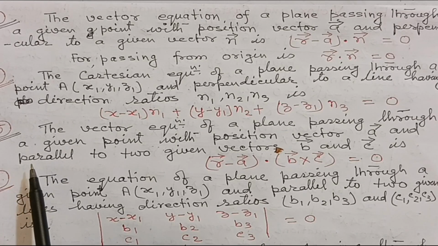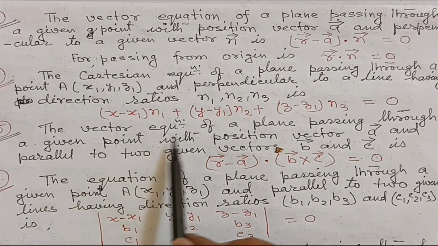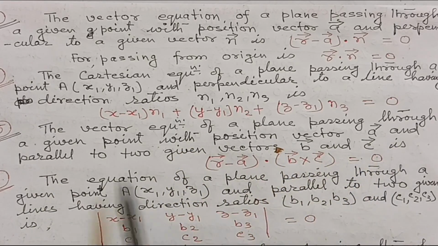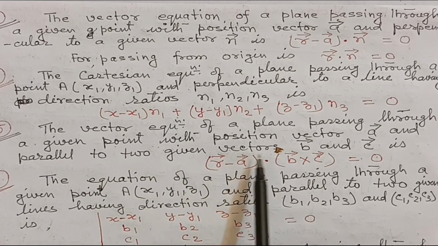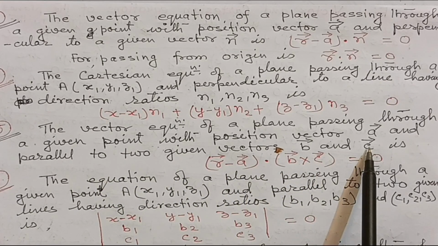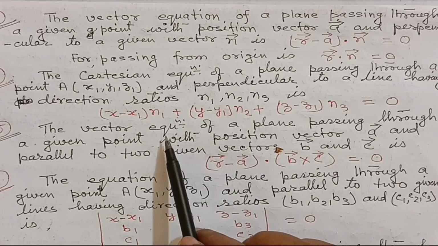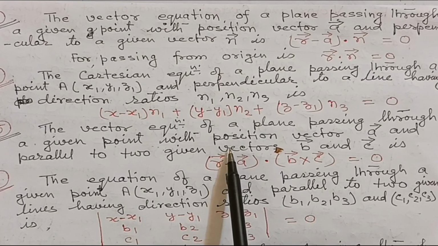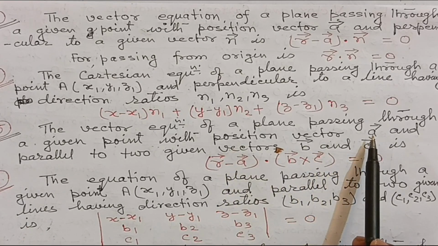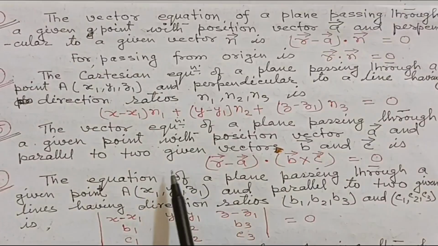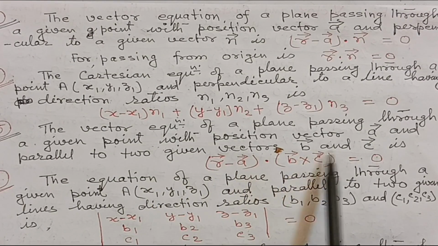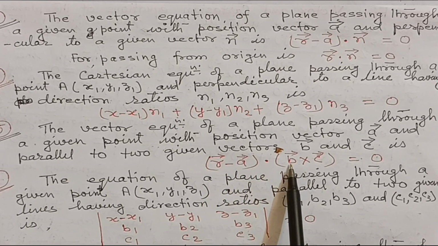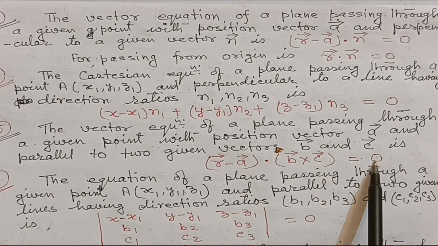Next, very important: the vector equation of a plane passing through a given point with position vector A and parallel to two given vectors, vector B and vector C. The vector equation of a plane which passes through a given point whose position vector is vector A and parallel to two given vectors, vector B and vector C, is (vector R minus vector A) dot (vector B cross vector C) is equal to 0.